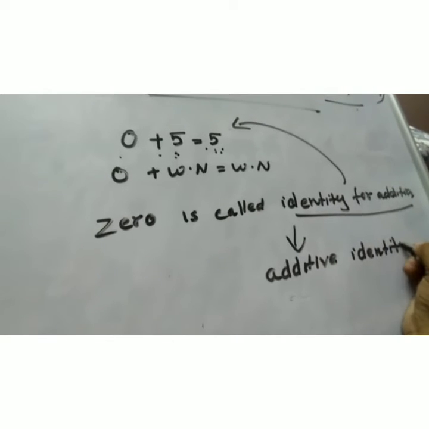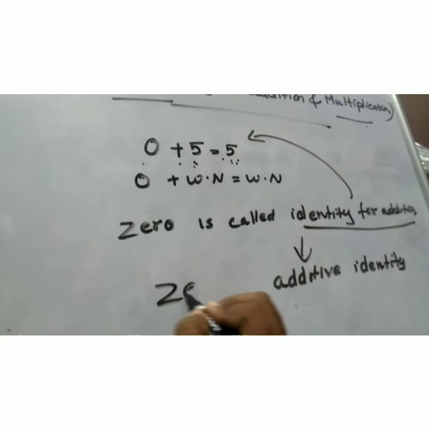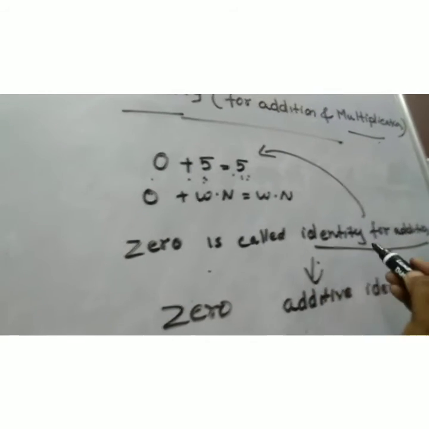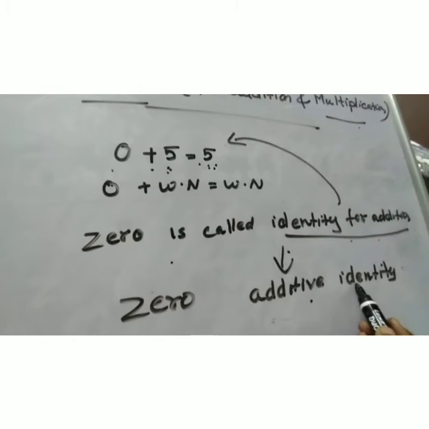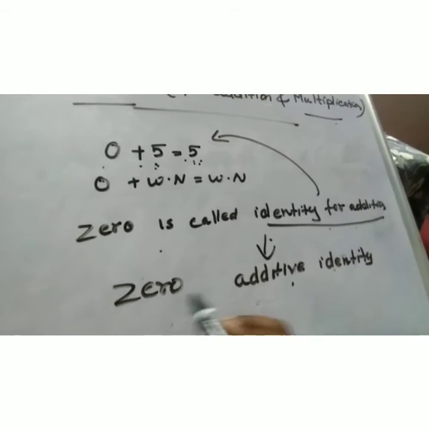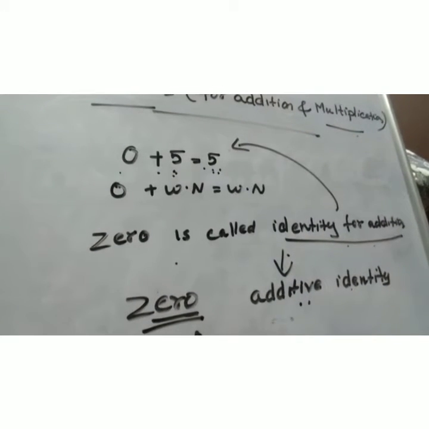identity of numbers. Which one is the additive identity for whole numbers? 0. 0 is called the additive identity. Which one? 0. Okay. Which is the additive identity of whole numbers? 0.